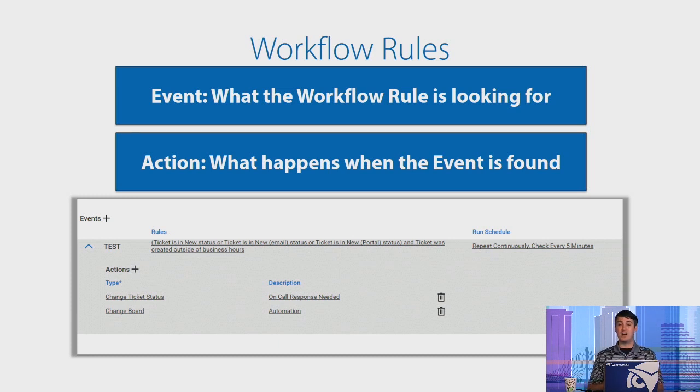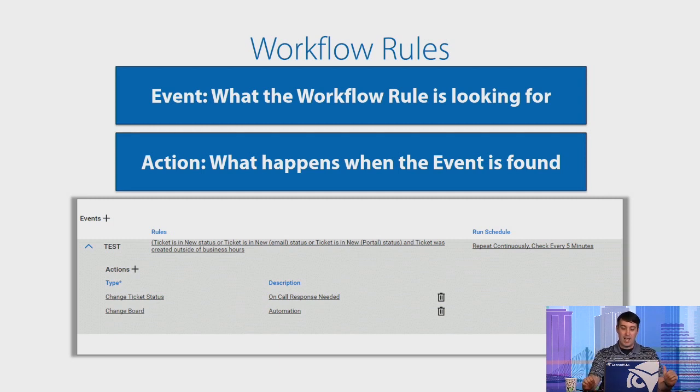The event defines what you're looking for. What are you waiting to happen? In this case, we are waiting for tickets in one of a couple different statuses. Here I'm looking for a ticket that is a new email or new portal, the different new statuses I have on my service board, and it was created outside of business hours. So I'm looking for new tickets created after my business closes down for the day. Now, why am I doing that? Well, that why comes in when we start looking at the action.